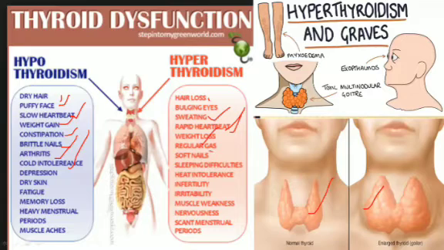Nails can be brittle; normally they are soft, but here the nails are brittle. And sleeping difficulties are there. Heat intolerance is there due to more heat production from the body. Infertility, irritability, muscle weakness, nervousness, and scant menstrual period, like very delayed menstrual period in females who are having hyperthyroidism.